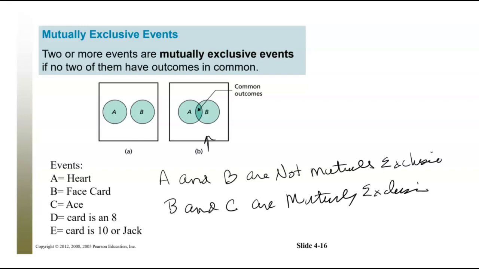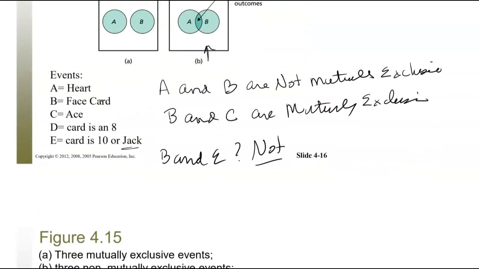What about B and E? What do you think of that? Well, of course, that is not mutually exclusive because E could be a jack and a face card could also be a jack. So try to understand this idea of whether two events are mutually exclusive.